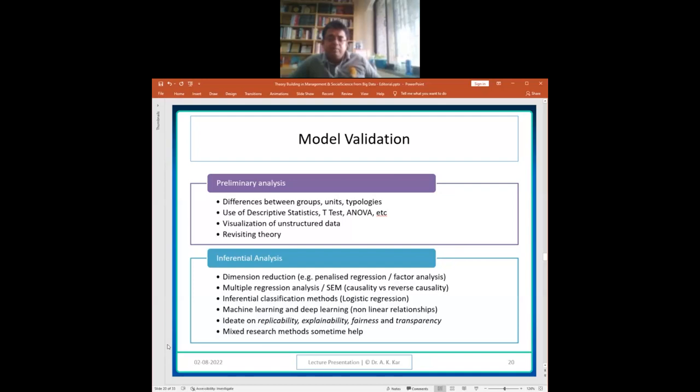we need to validate a model using some kind of econometric modeling, which may have elements of dimension reduction, elements of regression analysis. Even if you're not able to move towards explaining it or inferential analysis, we can also go with classification or prediction methods. But here also the prediction method should explain why a certain phenomenon is happening.